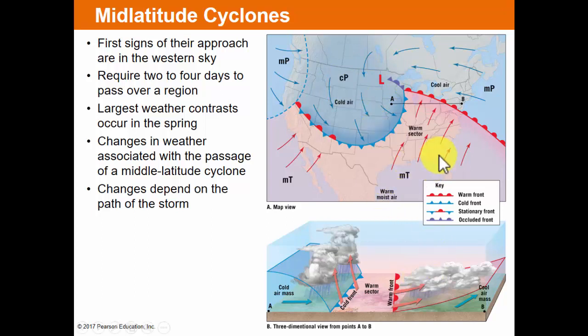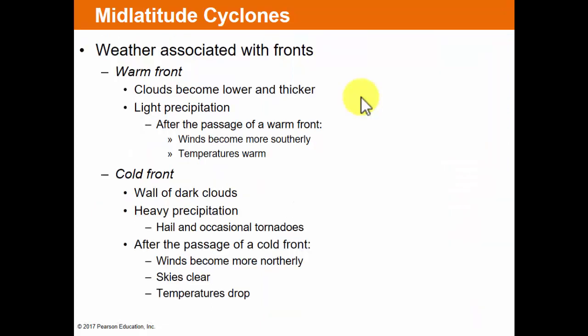So if you are up here in Maine, the first thing you're going to see as this mid-latitude cyclone approaches is some high clouds moving into your area, all right? And then eventually those high clouds will turn to some light precipitation. Then you may be in the warm sector for a day or so, and then the cold front will move on by with showers and thunderstorms, and then behind the cold front, you'll get that much, much colder air. So the weather associated with fronts we kind of talked about.